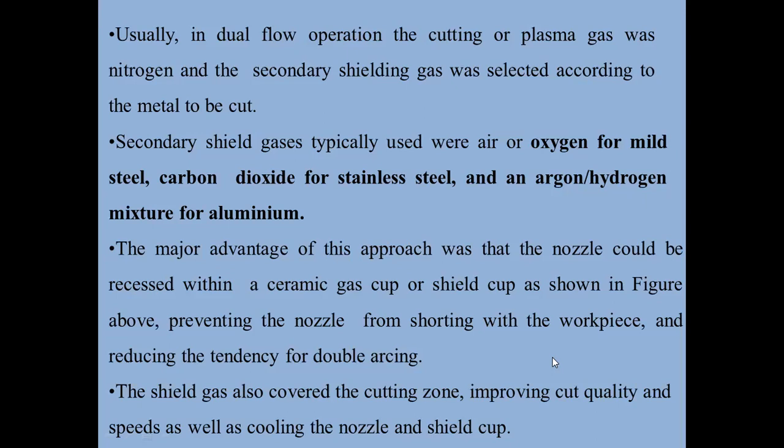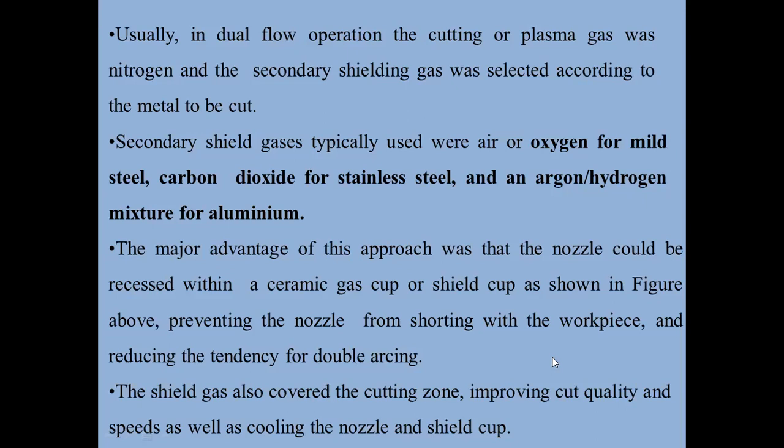The major advantage, see, we are applying shield gas. That's the change. Okay, what is the advantage? Nozzle could be recessed within a ceramic gas cup and shield cup as shown in figure above, preventing the nozzle from shorting with the workpiece and reducing the tendency of double arcing. See, that's the major disadvantage in air plasma torch, and it was reduced with the help of dual flow plasma arc torches. So the shield cup with the help of shield gas is going to protect the nozzle from interaction with workpiece and the generation of double arc.